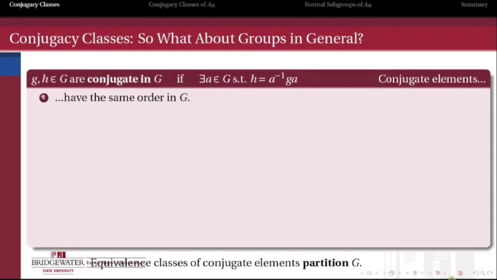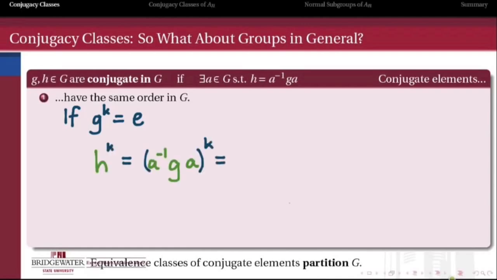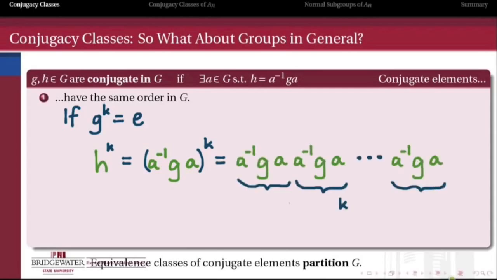So first of all, two elements that are conjugate in a group are going to have the same order. Why is that? Well, let's suppose that our element G has order K. So G to the K is equal to the identity. Then what order does H have? Well, if we take H and raise it to the K power, that's A inverse GA raised to the K power. Now, being very careful to avoid writing things in the wrong order, what is A inverse GA to the K power? It's A inverse GA written K times.